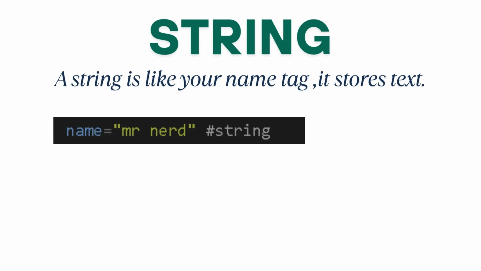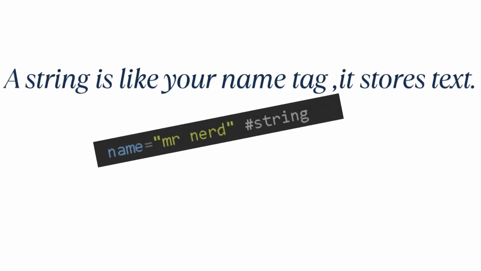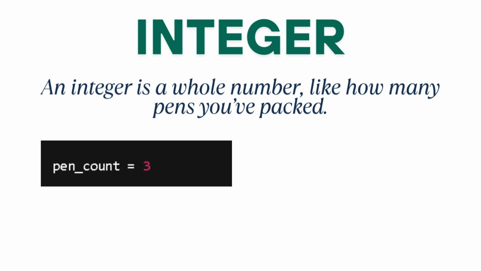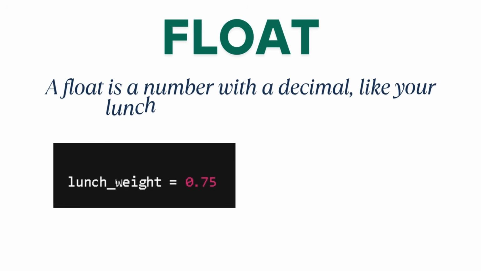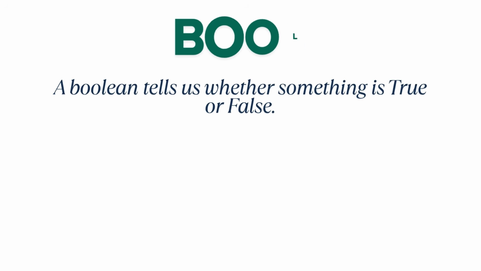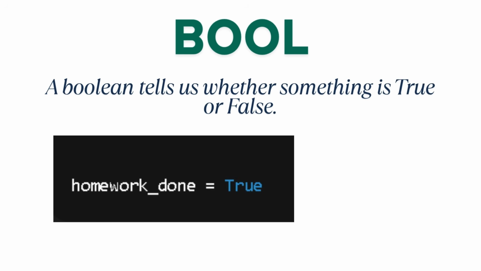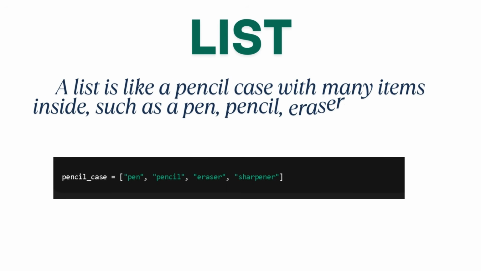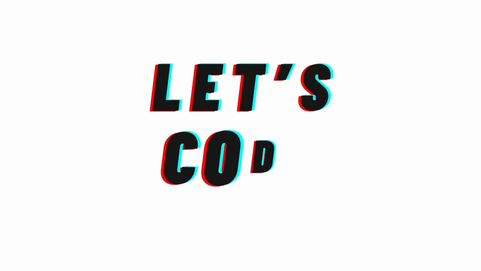Okay, let's see, we have string. To store text type data, we use string. Then we have integer. To store whole numbers or natural numbers, we use integer. Then we have float. To store decimal or fractional numbers, we use the float type. Then we have boolean for true-false conditions, like whether this homework is done or not. Then we have list. To store a collection of similar data, we use the list. Okay, so I think it's clear. Now let's code.